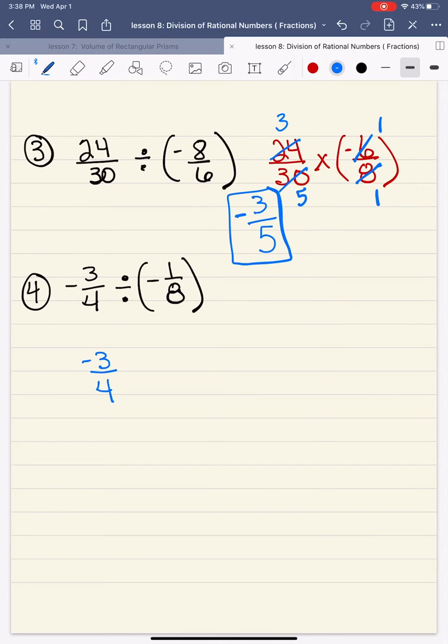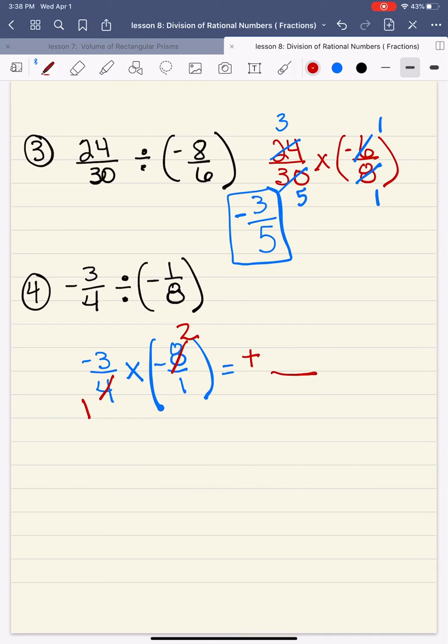On our last example, I'm still going to do our keep, change, flip. So keep the first fraction, change to multiplication, flip the second fraction over. The signs are the same, so it's positive. I'm looking for ways to simplify, and 4 and 8 share a common factor of 4, so I'm going to divide those by 4, and then multiply what I have left.